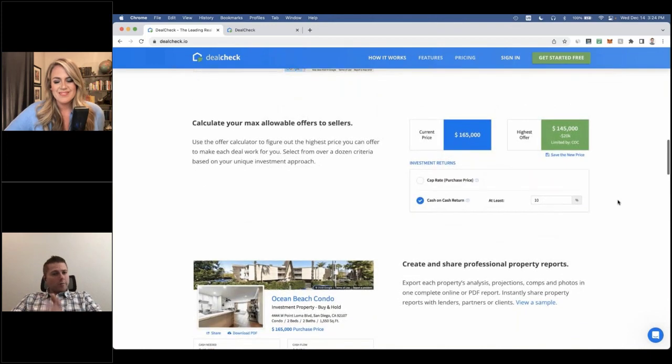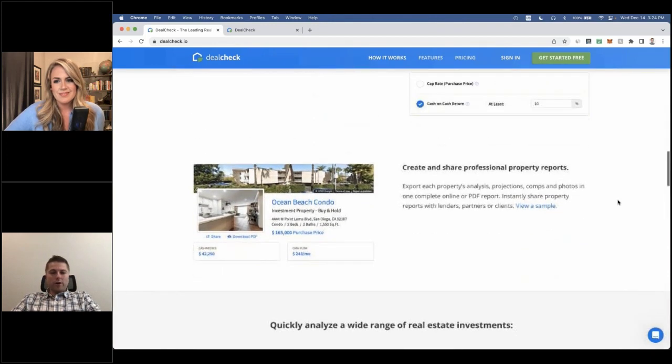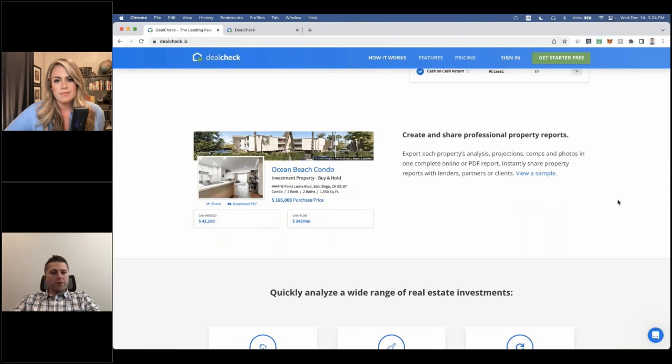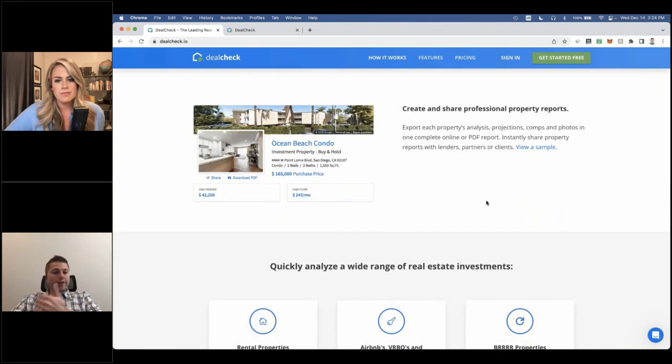Again, there's a max offer calculator to help you calculate offers, and a great reporting feature that creates the reports that Leah just showed not too long ago, where you can generate a complete PDF or online report that has all of your projections, maps, photos, property description and analysis in one complete PDF.